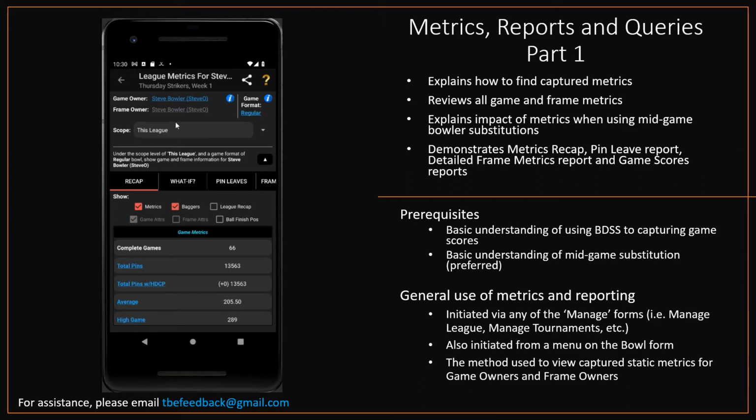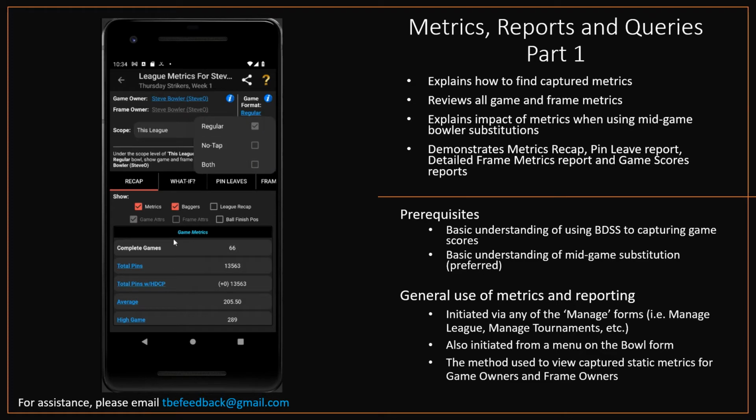And notice frame owner defaults to the game owner, Steve, and disables it. This is because frame owner is only intended to show mid-game substitute metrics for game or series level scope. If a scope of this league or this tournament or open bowling or all bowling is selected, all metrics will show only for the game owner.